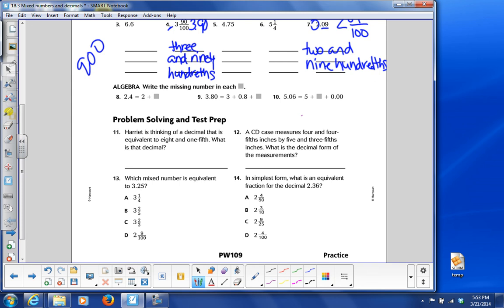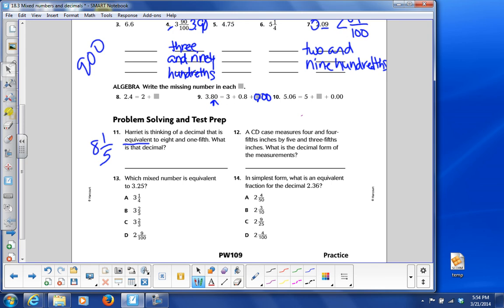Alright, missing number, we'll do number 9 together. 3.80 is 3 plus 0.8 plus 0, right? Or 0.00, right? Because there's no hundredths here. Alright, and let's see. Harriet is thinking of a decimal that is equivalent, that means the same or equal to 8 and 1/5. So 8 and 1/5.